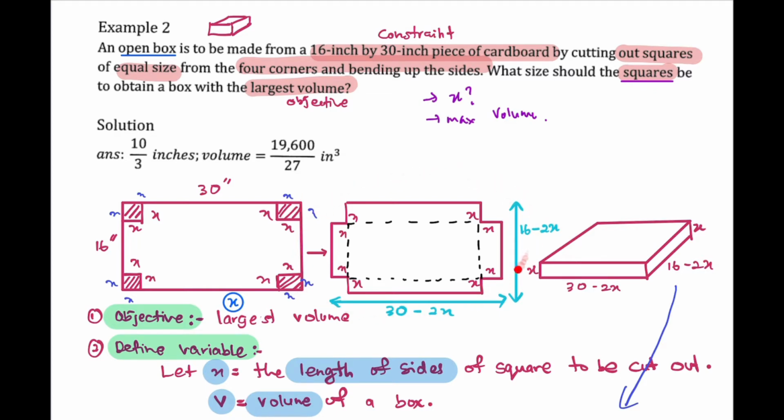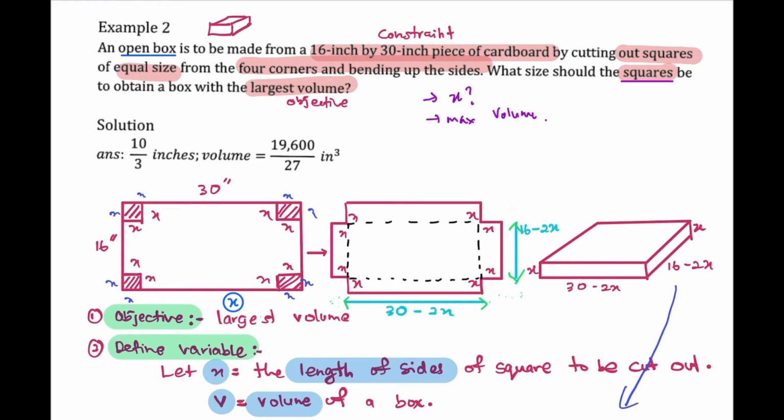So from here, just bend at the point that I have drawn here. Bend up. So this is the result. We'll have an open box. Now let's focus on your new length and width. So when this length here is 30-inch, therefore when you cut 2x here, the resulting length is 30 minus 2x inch. How about the width? Originally the width is 16-inch, and now from 16 you have cut out 2x. So your new width now is 16 minus 2x.